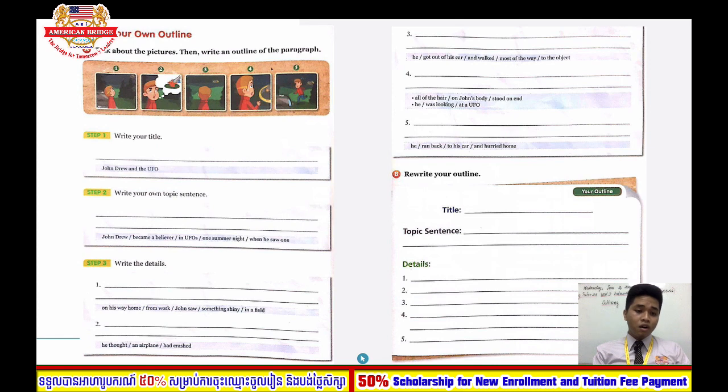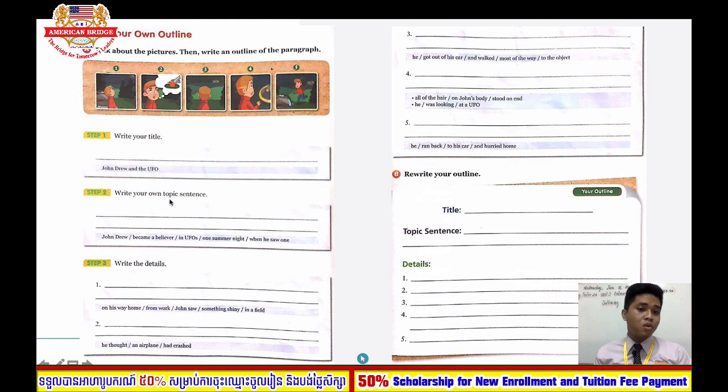Now everyone, in your books, on pages 56 and 57, this is what you need to do. You have the picture, and then you need to write your title, which is the first step. And the title here is John Drew and the UFO, which is a simple title. You can write a boy and the UFO or whatsoever.